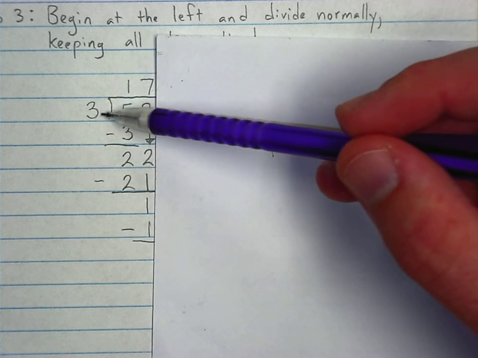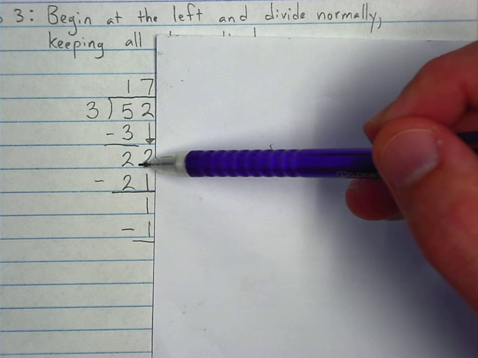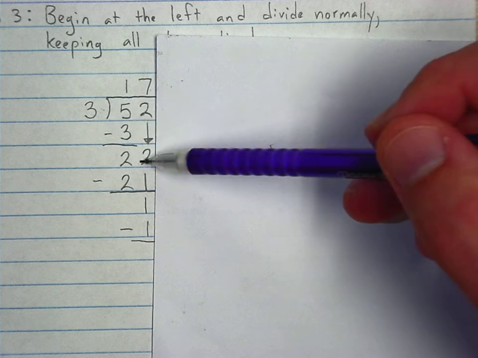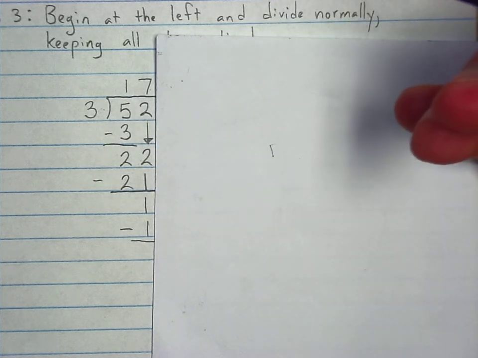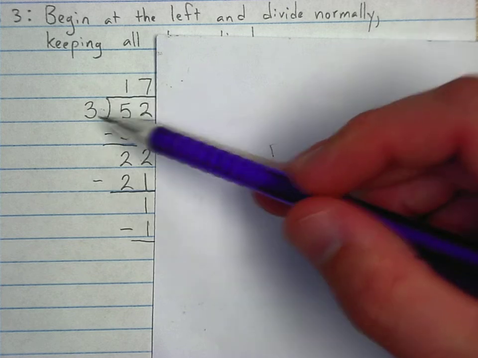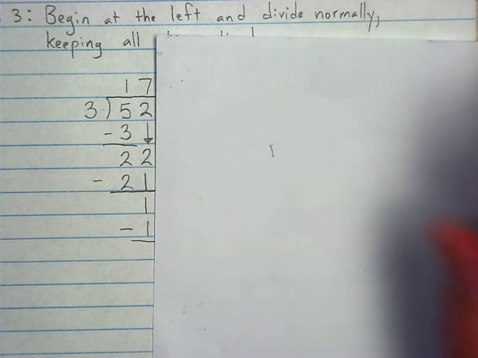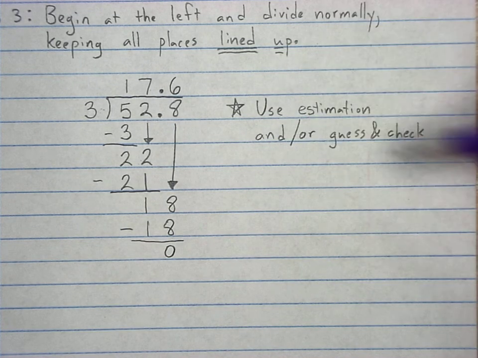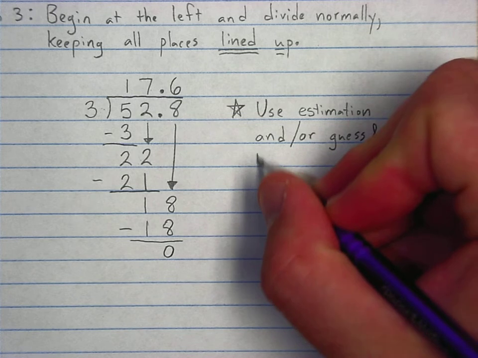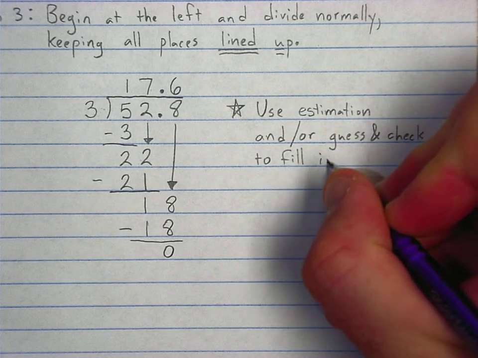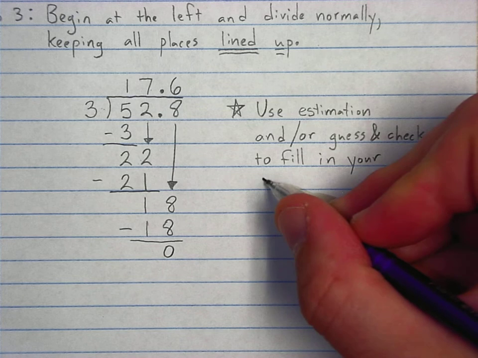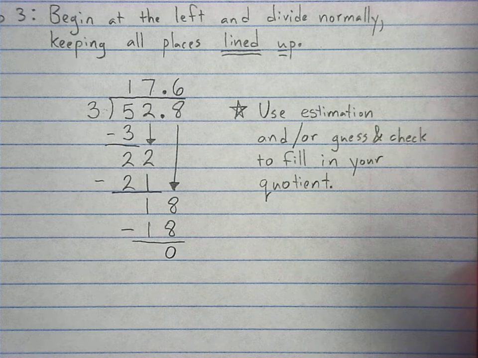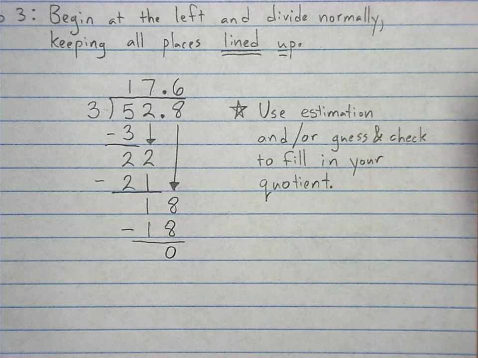Let's try again. 3 times 5 is 15. 3 times 6 is 18. 3 times 7 is 21. I'm guessing and checking. I'm guessing 3 times 7, 3 times 6, 3 times 5, 3 times whatever, and seeing if it'll work. So you can see how I used kind of a combination of the two. Use estimation and or guess and check to fill in your quotient.